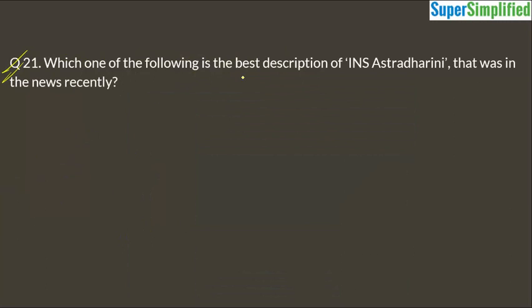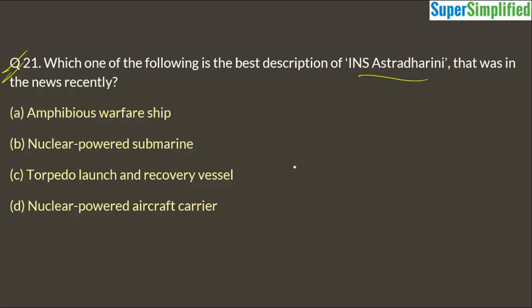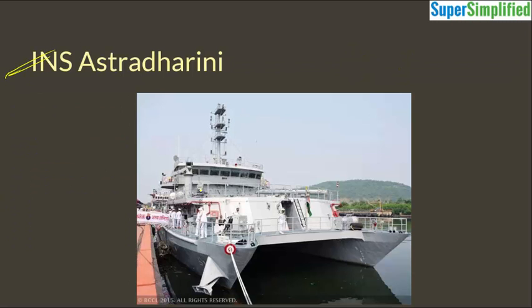Question 21. Which of the following is the best description of INS Astradharani that was in the news recently? A. Amphibious warfare ship, B. Nuclear powered submarine, C. Torpedo launch and recovery vessel, and D. Nuclear powered aircraft carrier. So correct answer is C, and this is how INS Astradharani looks like. It is a torpedo launch and recovery vessel.